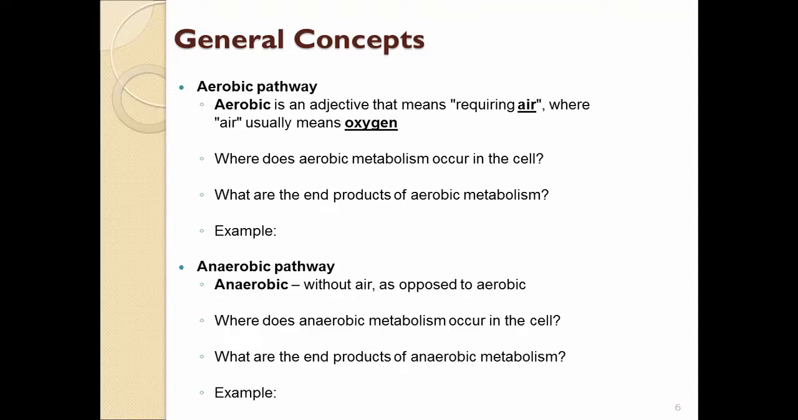So where does anaerobic metabolism occur in the cell? What do you think? Cytosol, right? We don't need mitochondria. We'll be able to metabolize glucose through the anaerobic metabolism. And what are the end products of anaerobic metabolism? Lactate, wow, you're excellent. Lactate, right? Lactate is the end product of anaerobic metabolism of glucose, right?